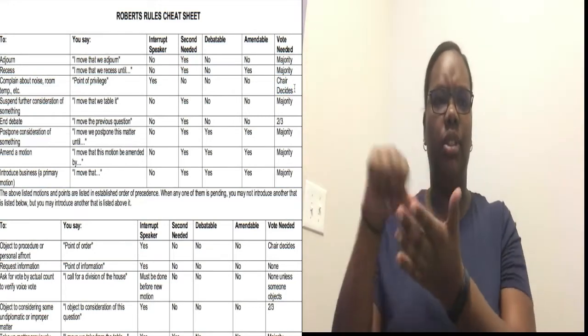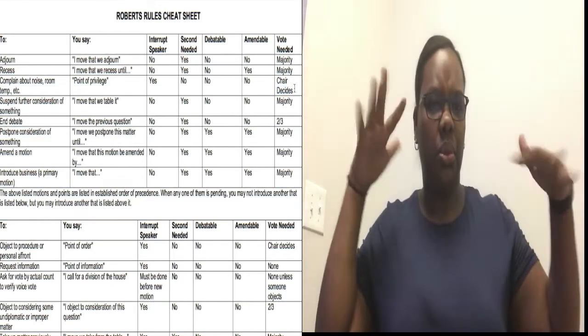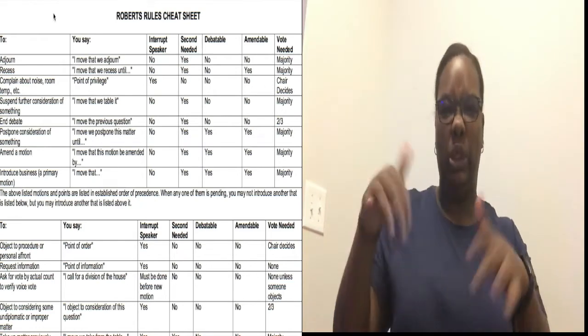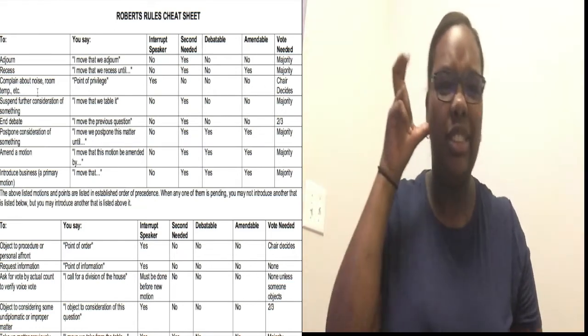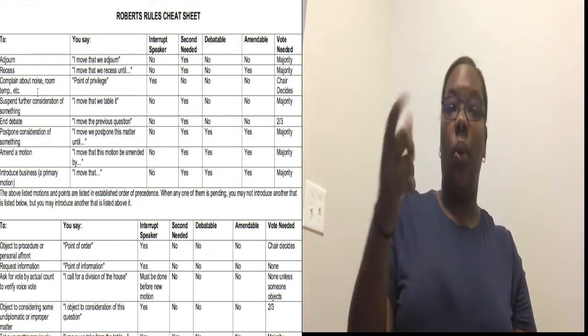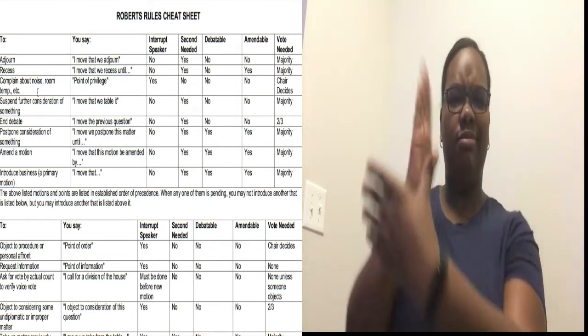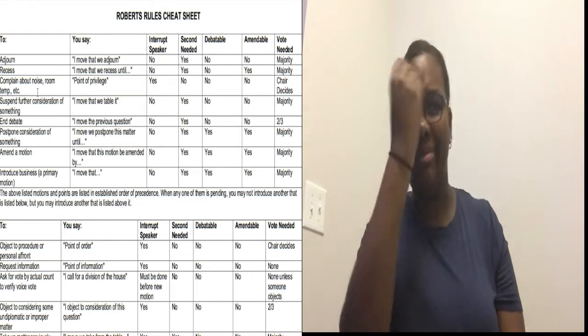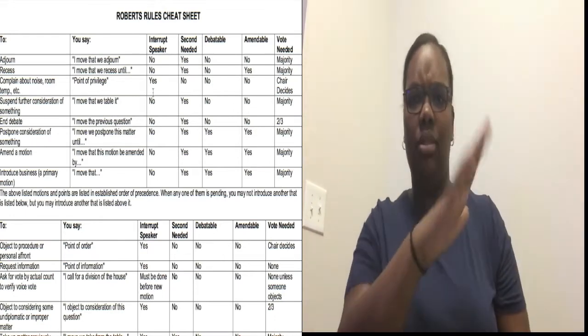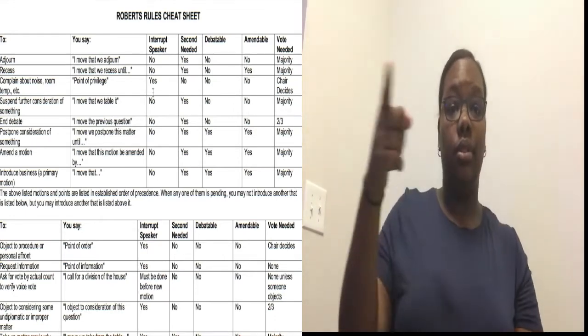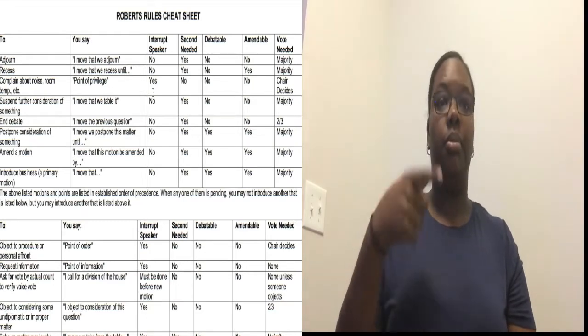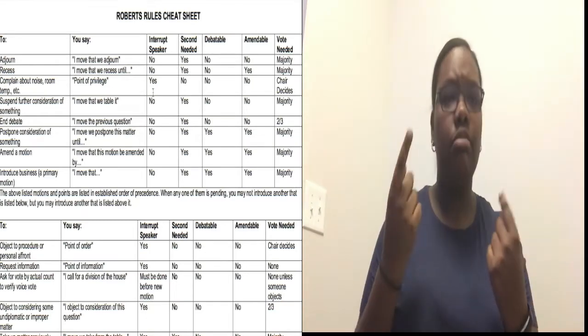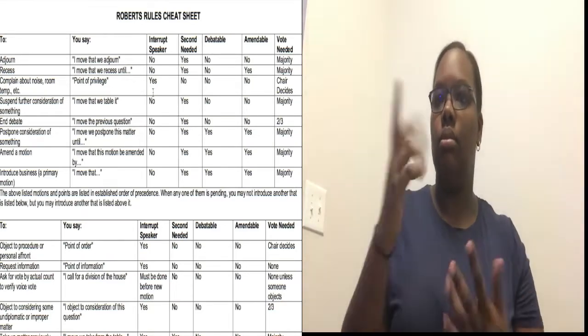So the person is speaking, and you want to, let's use the example that's here on the page, complain about the noise. It's noisy in the room, you can't hear what's going on. So you say, "Point of privilege," and you interrupt the person who's already speaking. And you would tell them what the complaint is. At that point, the chair will decide what to do about it.